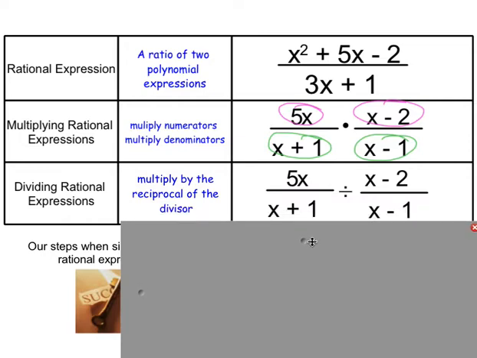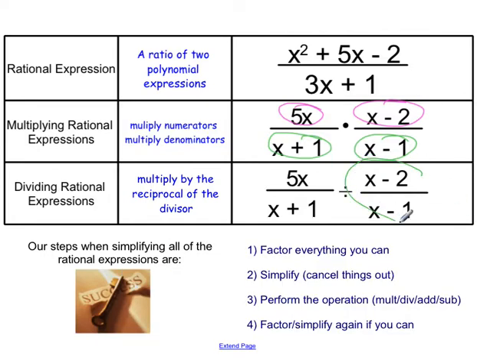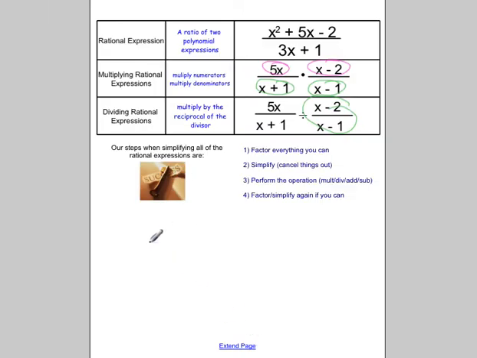To divide, we multiply by the reciprocal of the divisor. So in this case, my divisor is this piece. So in order to simplify, I would have 5x over x plus 1 times my reciprocal. So I flip it, x minus 1 over x minus 2. That's how we divide rational expressions.